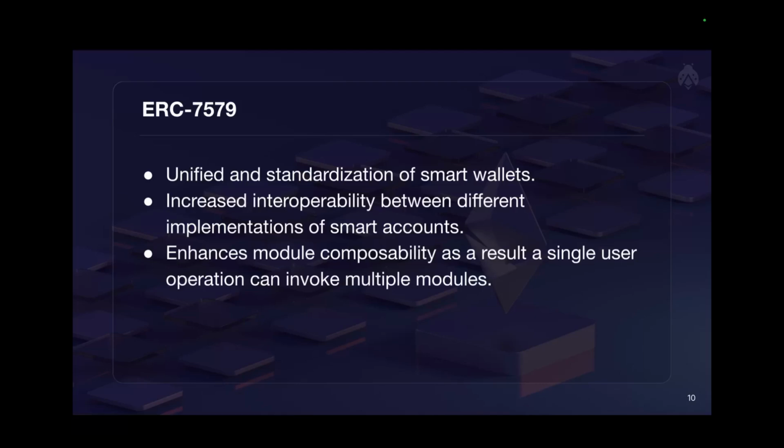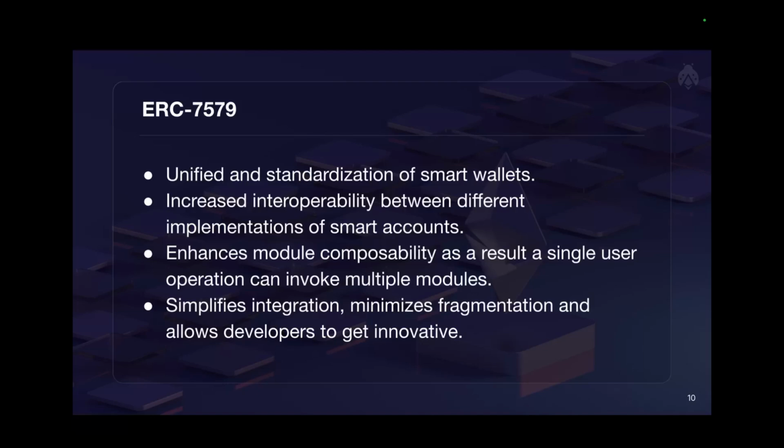Basically, a single user operation can invoke multiple modules. If your smart wallet is 7579 compatible, you'll be able to install multiple modules, and whenever a user op is being executed, it can invoke the multiple modules which you have installed and authorized to your smart wallet. This would simplify integration, minimize fragmentation, and allow developers to be innovative without thinking about how interoperability would work when it's integrated somewhere else between dApps and all of that. So yeah, this is 7579.